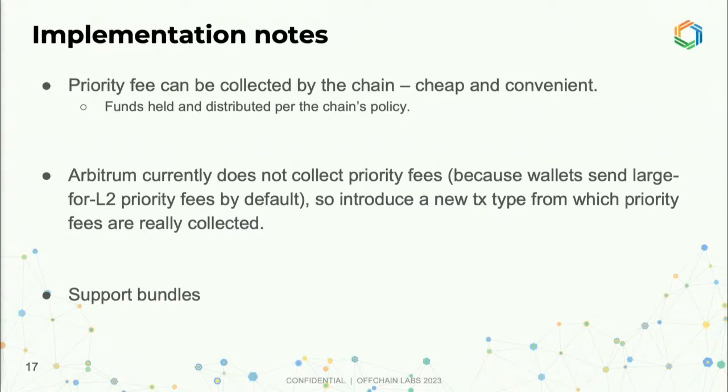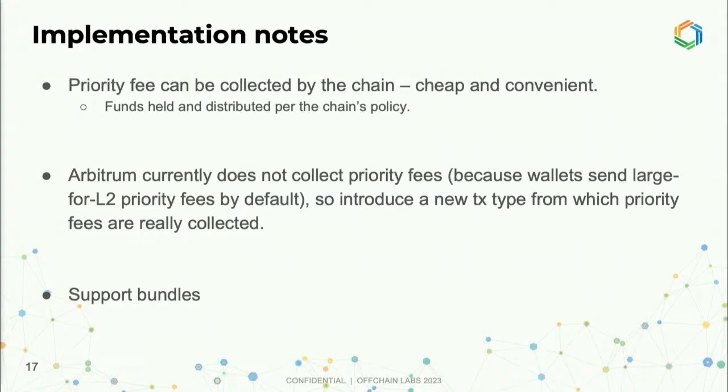And importantly, the sequencer never has to collect or handle fees. That not only is convenient, so you don't have to have an off-chain payment mechanism, but also, sort of morally, this revenue belongs to the chain. And it makes sense for it to be collected by the chain. And if the chain wants to distribute some of it to the sequencer, that's great. I expect that's what will happen.